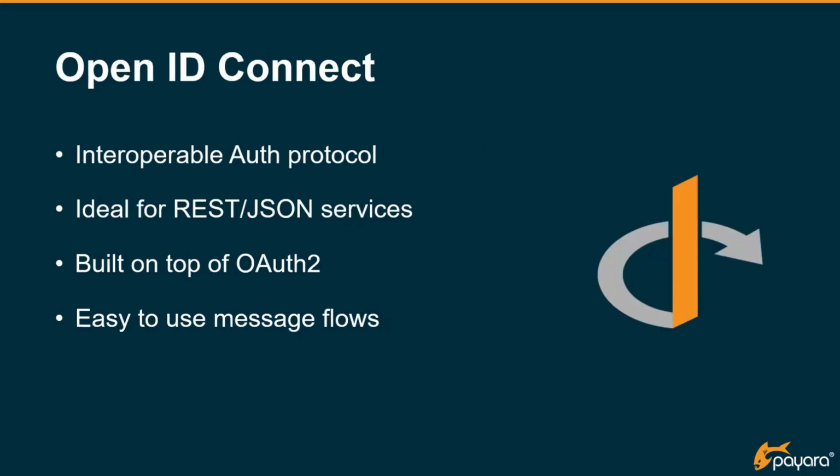So, as I mentioned, OpenID Connect is an interoperable authentication protocol. It is ideal for REST and JSON services or microservices in general. It was built on top of the Google OAuth 2 protocol that was created a while back, which was used as the foundation for OpenID Connect, and it has expanded ever since. At the moment, it's at version 2, and it's ever growing with more and more use cases that allow it to go beyond the traditional communication flow across microservices. It is very easy to use.